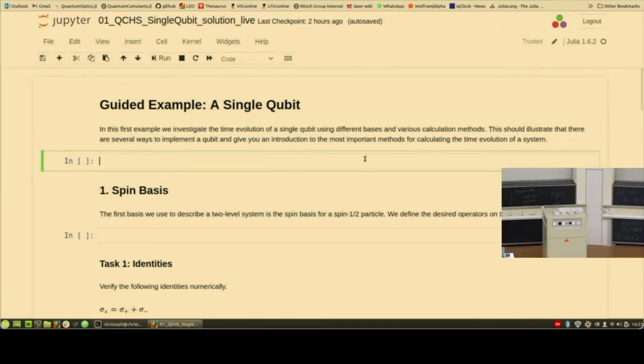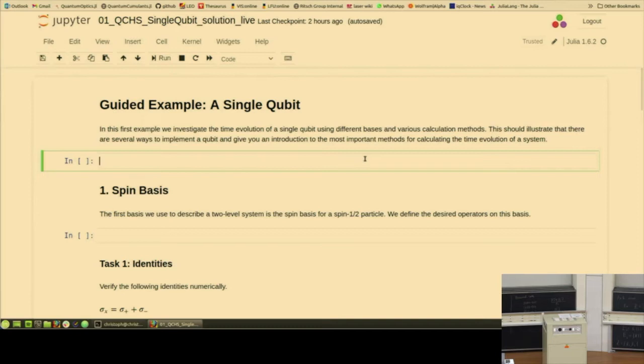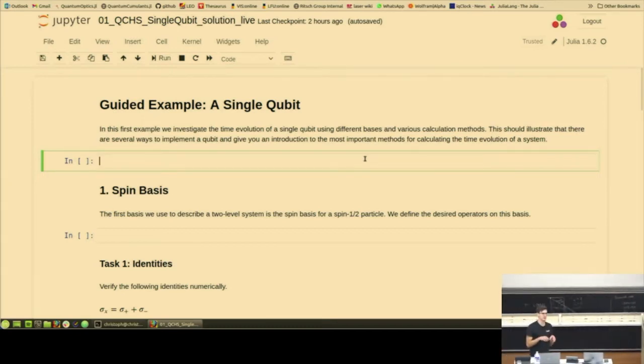So today we just have this single qubit, which is just one system, and it's not a composite system. Tomorrow we will deal then with composite systems, just to mention this at the beginning. Good. Okay, then just start.